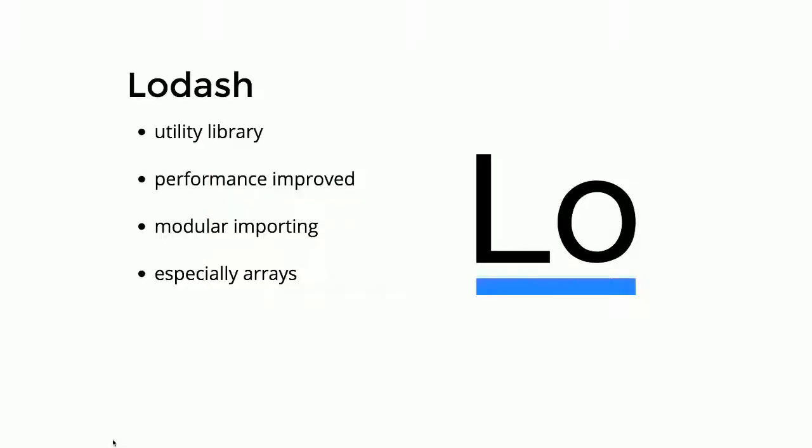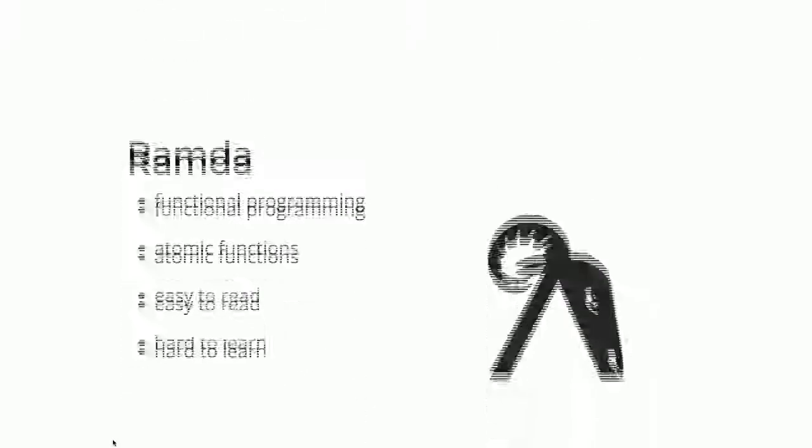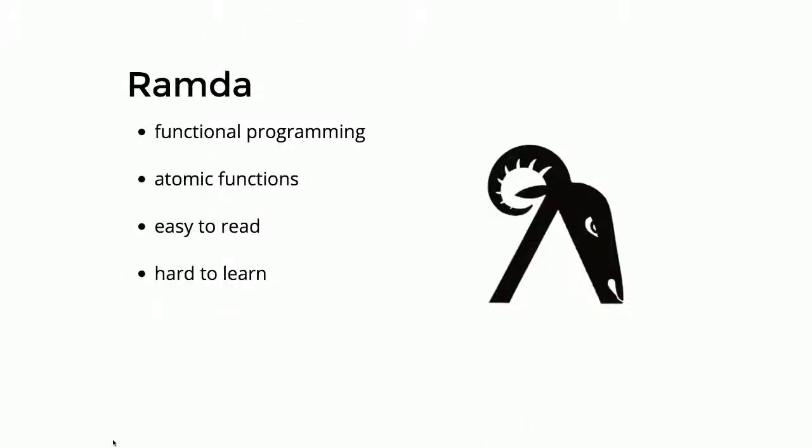Otherwise, to the last and most loved one, Ramda. Ramda is a library we discovered, I think, half a year ago, maybe. And I don't think it was that big, or is that big? I'm not sure. But it's basically a library for functional programming.